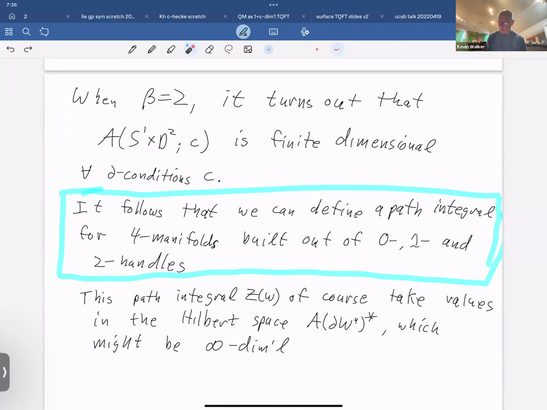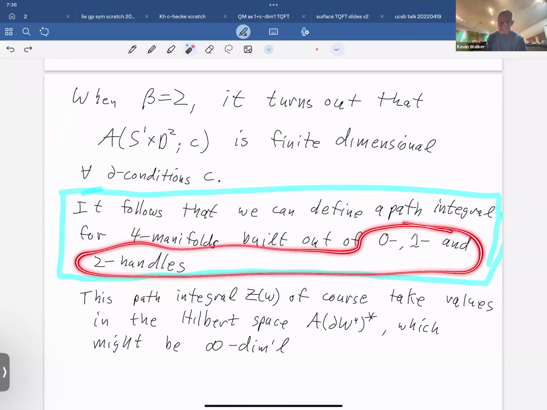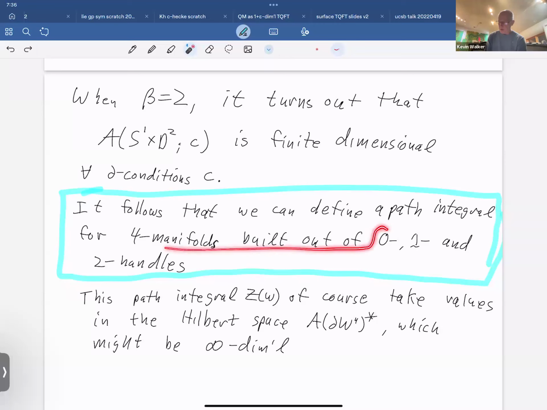But we do get a path integral, and it's going to be a function on surfaces in the boundary of these 4-manifolds. And notice that this lives in an infinite dimensional vector space. So we have a well-defined vector in this infinite dimensional vector space.